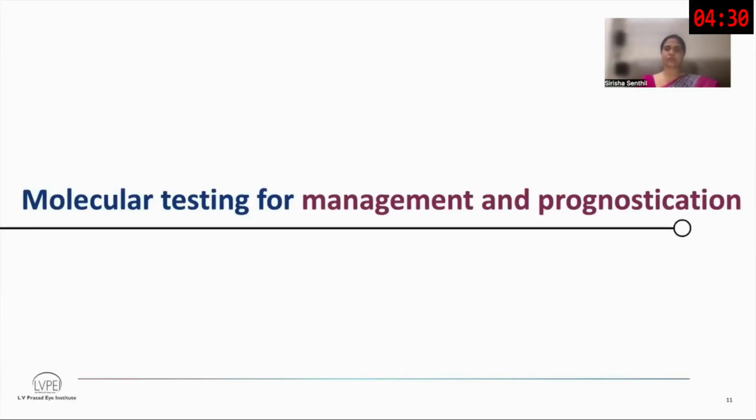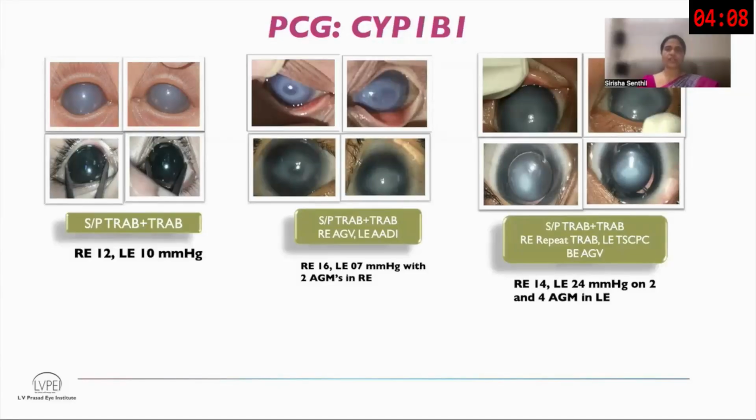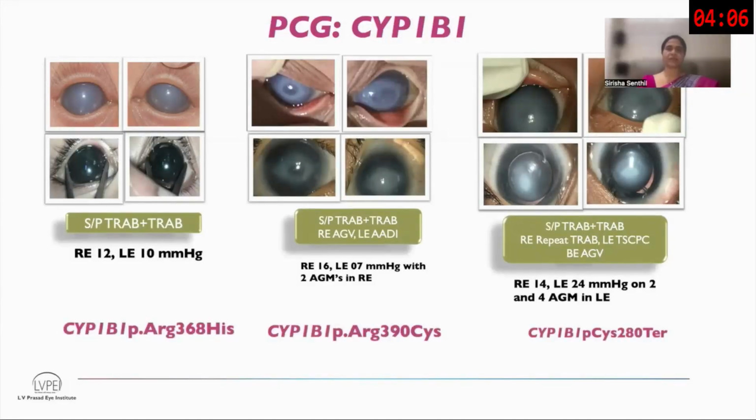Sometimes it also helps to manage and prognosticate. Like I said, all CYP1B1 associated primary congenital glaucoma need not necessarily behave the same way. For some of them, one surgery can help to clear the cornea. Some may require multiple procedures. Some may require an early tube intervention. Some may require a keratoplasty. So what we need to understand is, though it is CYP1B1, depending upon the variant of the mutation that you have, the response to treatment may vary and the severity of the disease may vary, and that helps us to prognosticate.